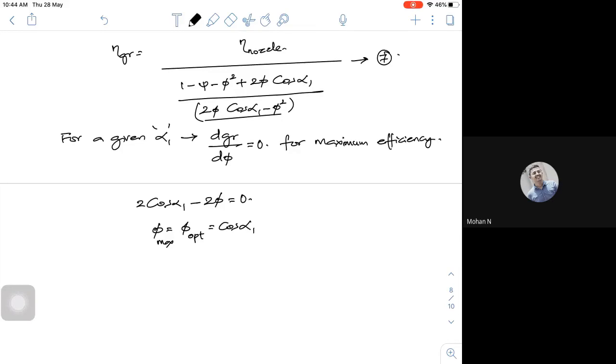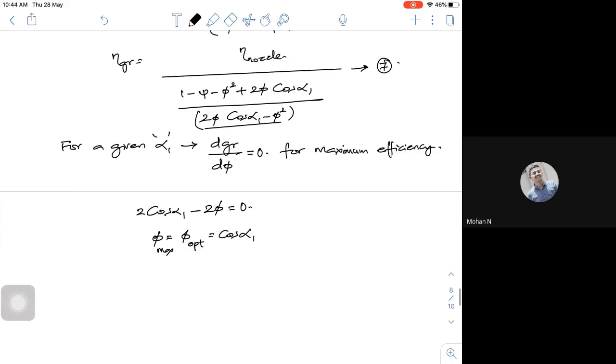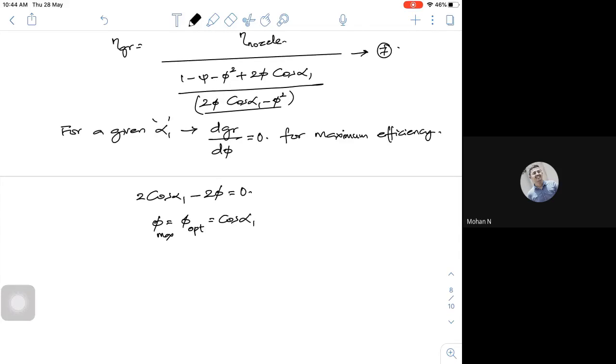Okay. For that case, if I substitute phi equal to cos alpha 1, my gross stage efficiency maximum, this will be my expression, you can try this out: cos square alpha 1 divided by 1 minus psi into 1 minus cos square alpha 1. Please try this after substitution and check that you get the same expression.